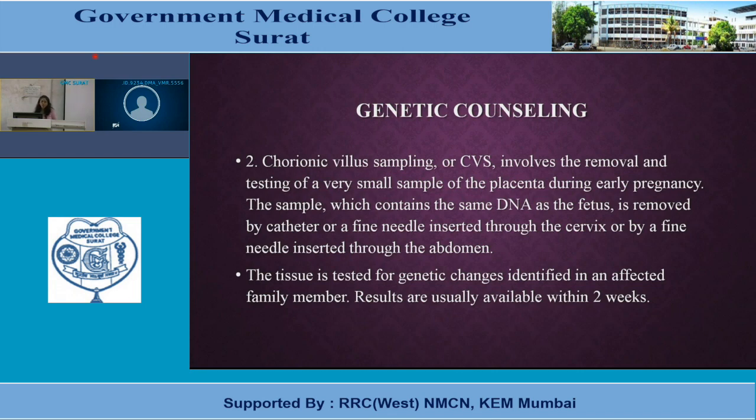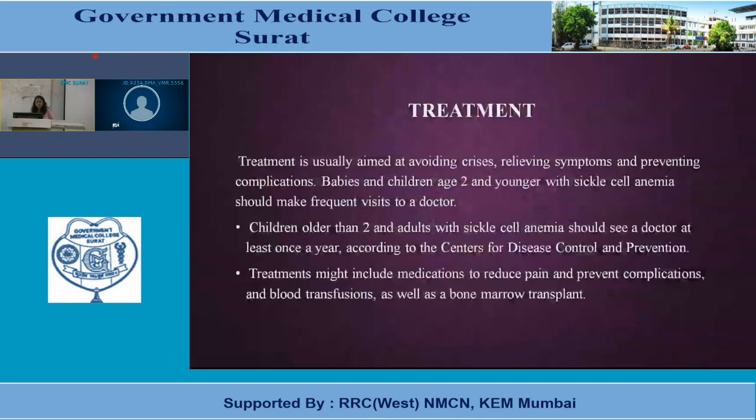So we can also do genetic counseling for sickle cell anemia, if both parents are sickle cell trait, or if either parent has sickle cell anemia and the other is normal. Okay. Then what's the treatment? Treatment is usually aimed at avoiding crisis, relieving symptoms and preventing complications.